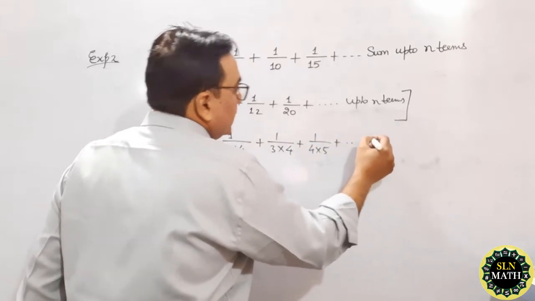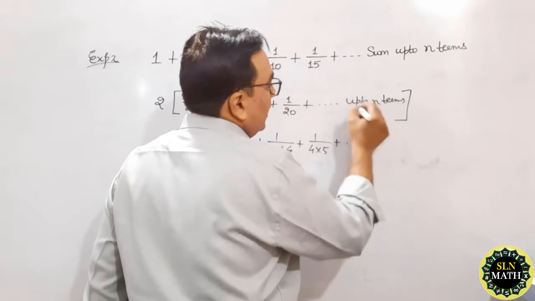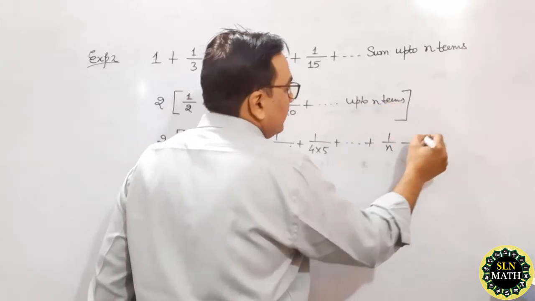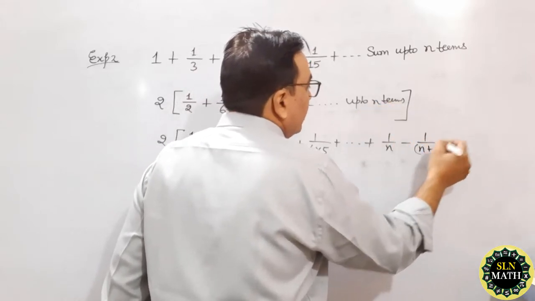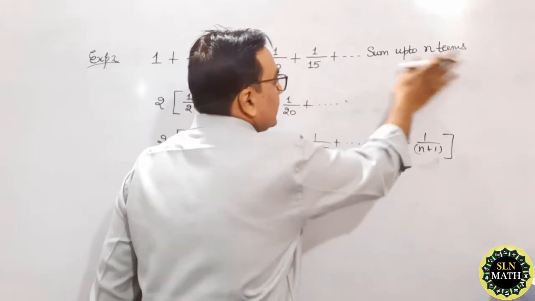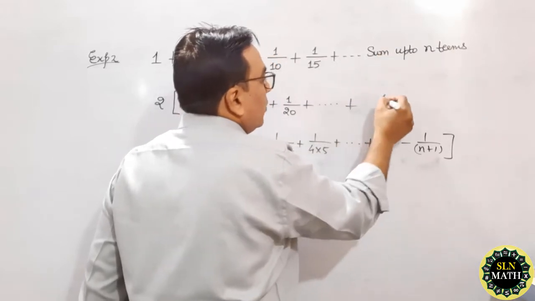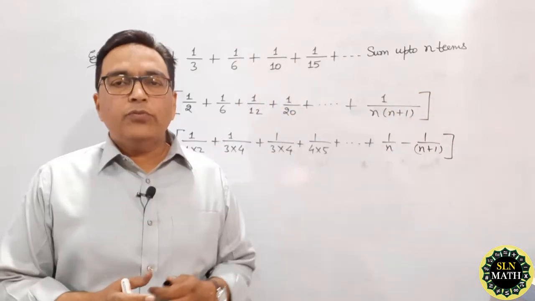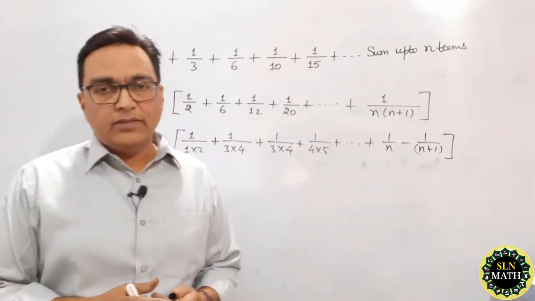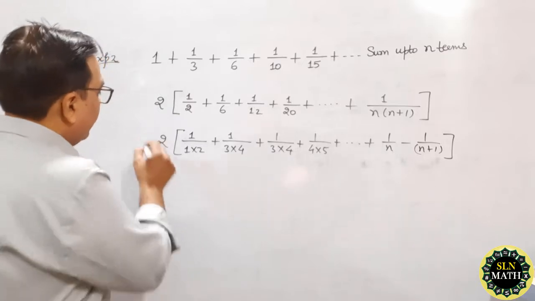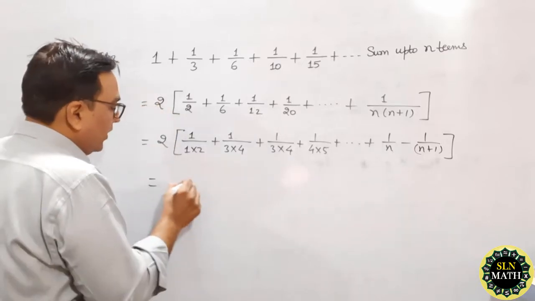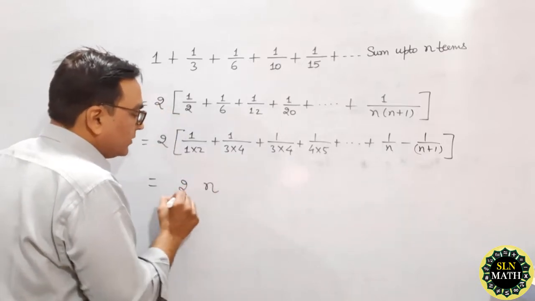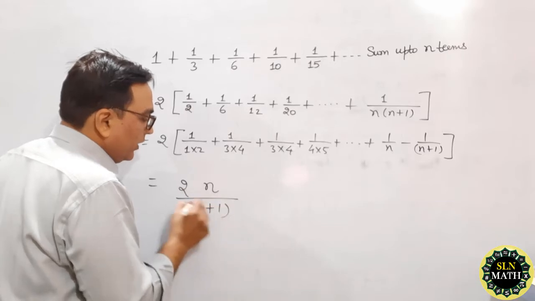Up to n terms. The last term will be, here you write the last term, and the last term will be like this, because the nth term was 1 upon n into n plus 1. So I hope you will solve it on your own. The answer will be like this, because the earlier one what we got was n upon n plus 1. So the answer will go like this.